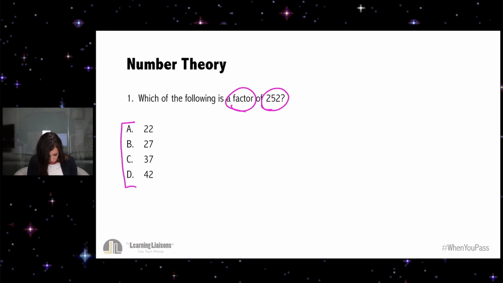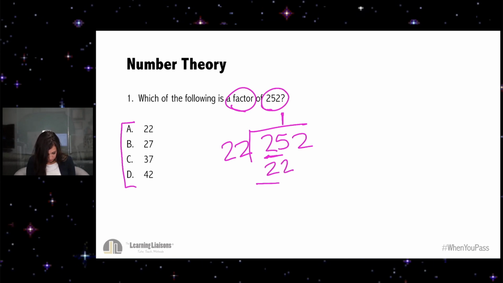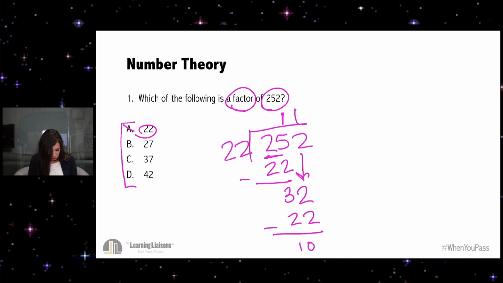So let's do 252 divided by 22. 22 can't go into the number 2, but 22 can go into the number 25 one time. 22 times 1 is 22. Subtract the difference. I'm going to pull down my 2. 22 can go into the number 32 one time, but I can already see that I'm going to have a remainder. It's not going to divide evenly. So I know that's not my answer because 22 is not an even factor. Let's do the next one.